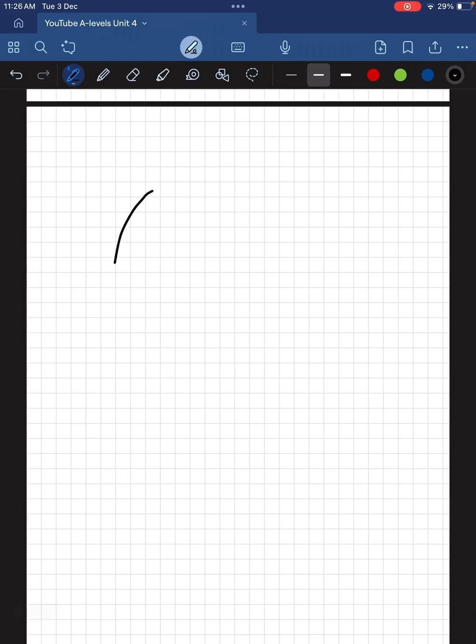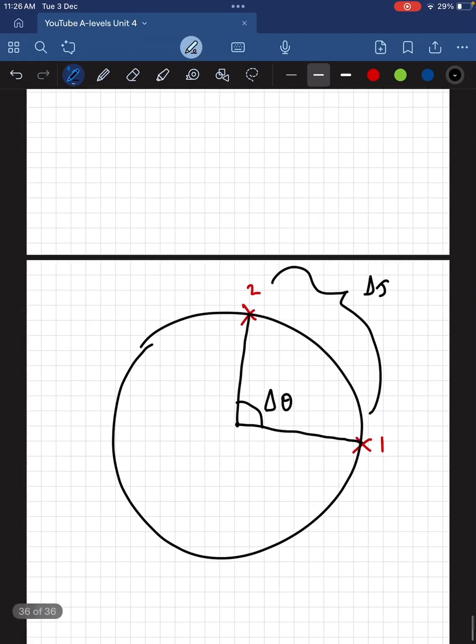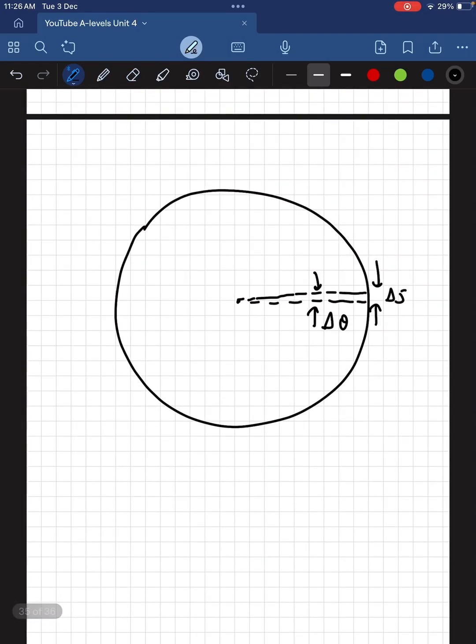So let me do a clean page. What I'm trying to say is that we will assume that an object goes from point 1 to point 2. So this is my circle, and we will pretend that this is delta theta. We're gonna pretend that this is an infinitesimally small angle, because I want you guys to see what's going on. So this is delta s, the interval that it covers. So it corresponds to this little interval there.